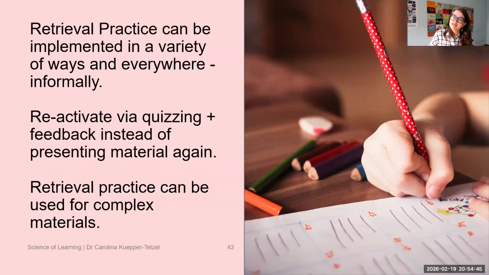Small quizzes. It can also be used for more complex materials as well. So it's not bound to one specific isolated fact, but if you ask about more complex ideas and have them recall it from memory, that's what's going to be boosted.